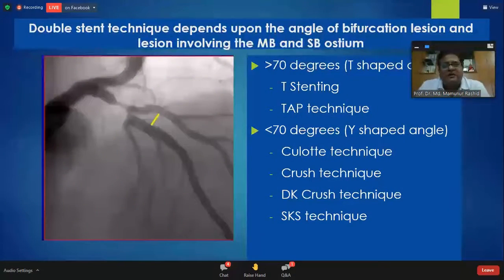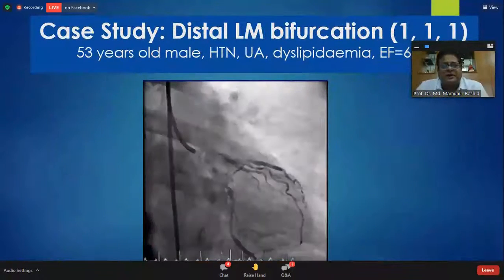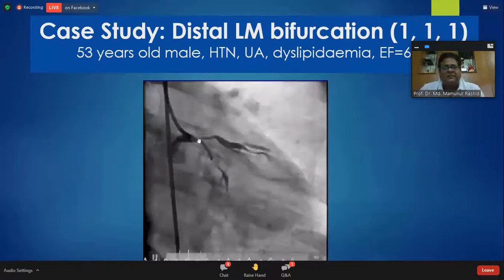For double stenting, as I already mentioned, if the angle is more than 70 degrees, then T-stenting and TAP technique are suitable, and less than 70 degrees, the pull-out crush or DK crush technique is suitable. Now here is a case of the DK crush technique. Here the lesion is 111. There is a complex left main bifurcation lesion.